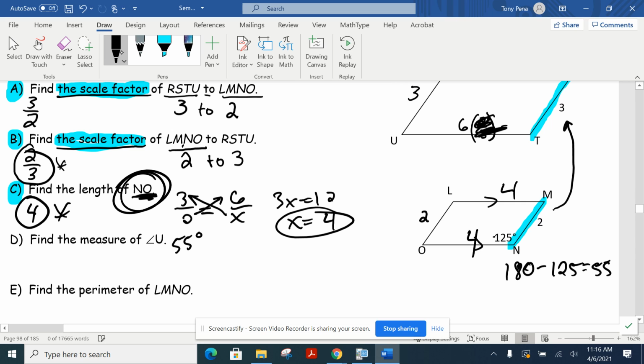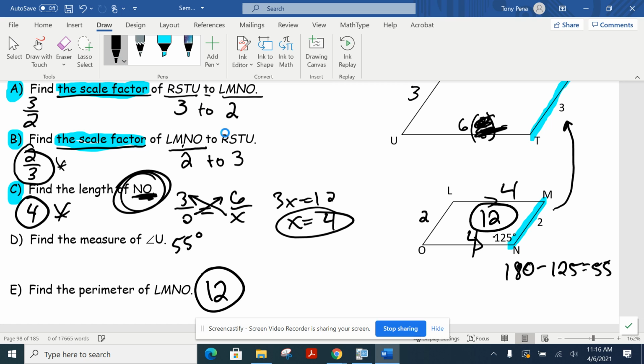So that means this side is 4. So add up all those sides. And the perimeter of the small one was 12. So that's our perimeter. Put a 12 in here.